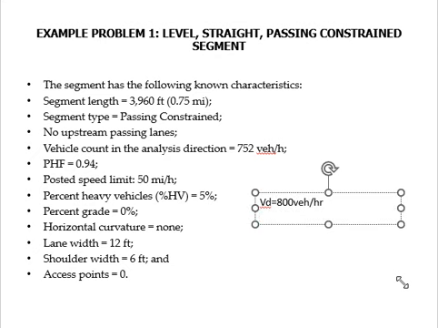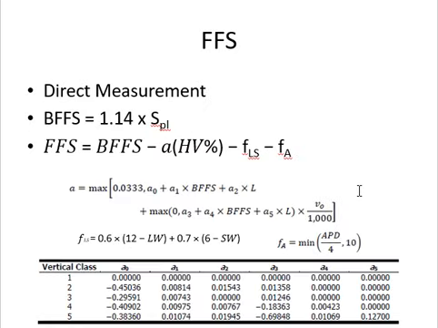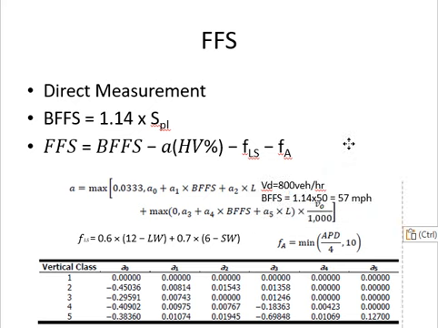The second step is to find out the free flow speed. Is it given? It's not given. Do I have the speed limit? I have the speed limit. So first of all, I will find the base free flow speed. Base free flow speed was 1.14 times the speed limit. How much? 57. Now I will go to the free flow speed equation and find out the free flow speed.